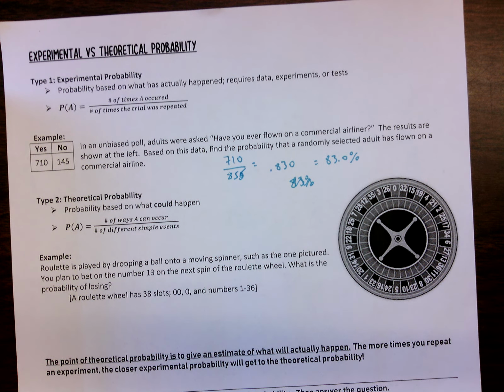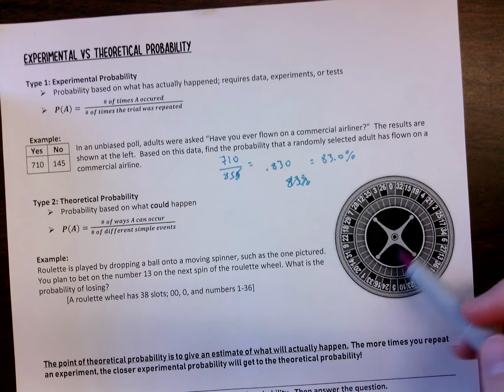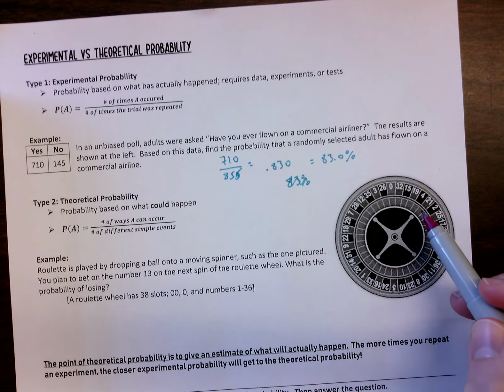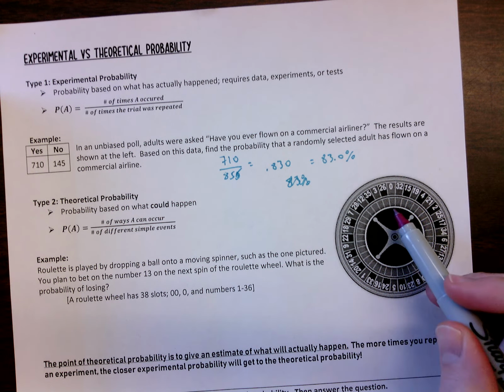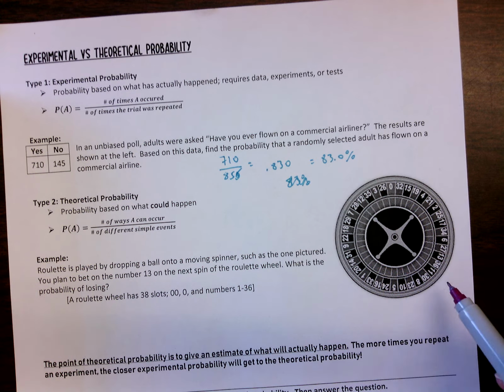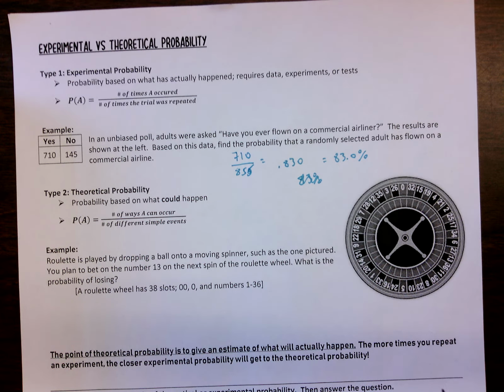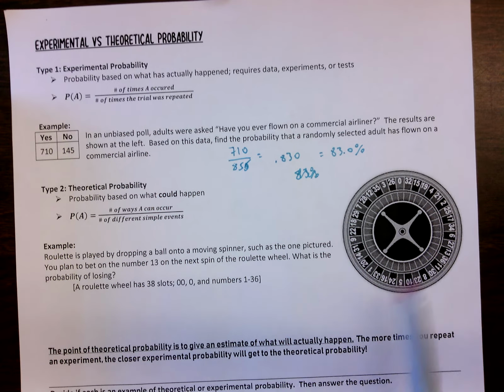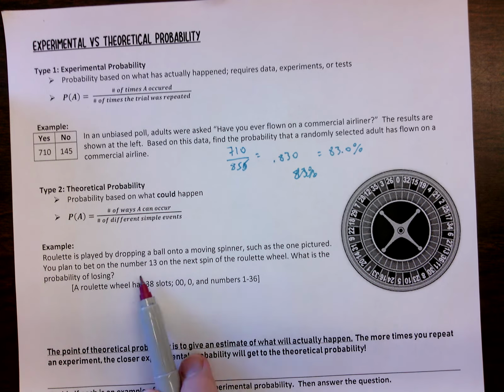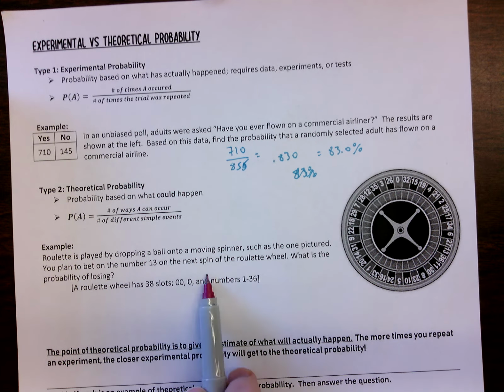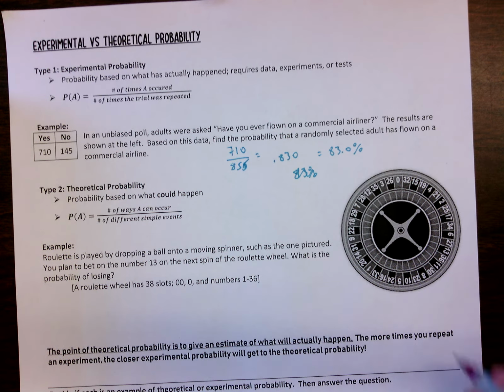The idea of how roulette works is that basically this whole wheel spins, and somebody drops a little ball into it and it bounces around a little bit and lands in one of these little slots. If you've ever seen any movie that took place in a casino, you've probably seen roulette. So here's our wheel. You plan to bet on the number 13 on the next spin of the wheel. Somewhere in here there is a 13, and that is the number that you are planning to bet on.